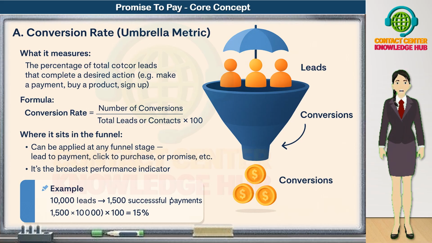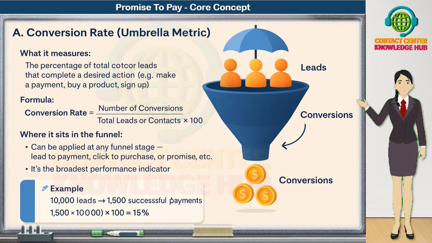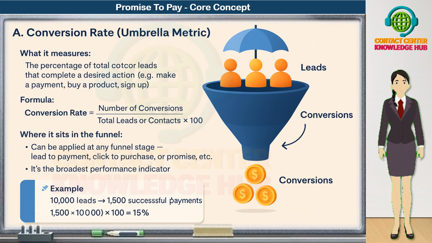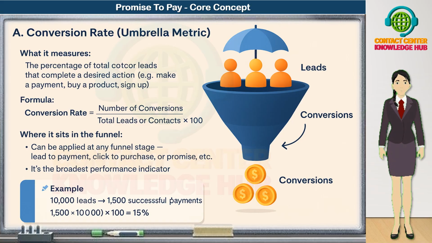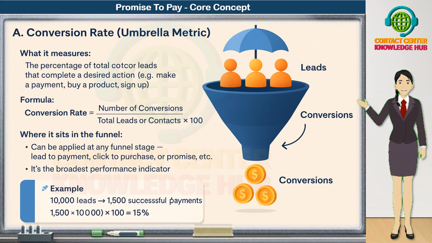Example: imagine you start with 10,000 leads. Out of these, 1,500 customers complete the desired action, in this case, a successful payment. That means your conversion rate is 15%. That 15% tells you that 15 out of every 100 leads generated have successfully completed the journey. Whether you're in sales, service, or collections, that's a headline metric you can't afford to ignore.